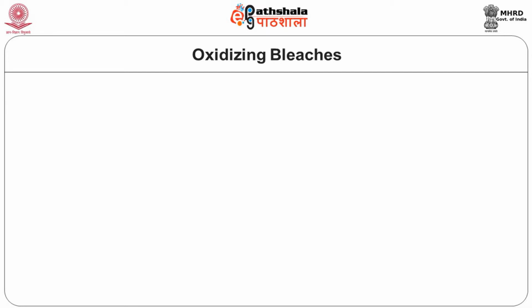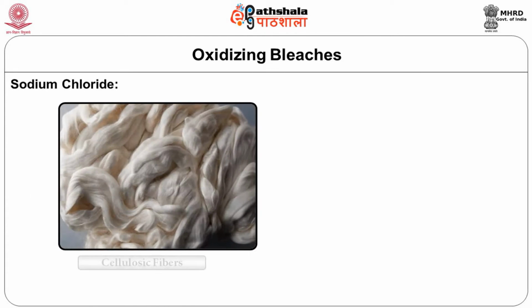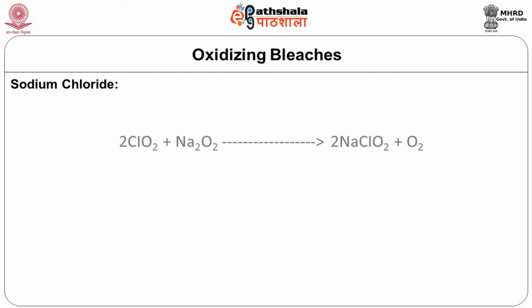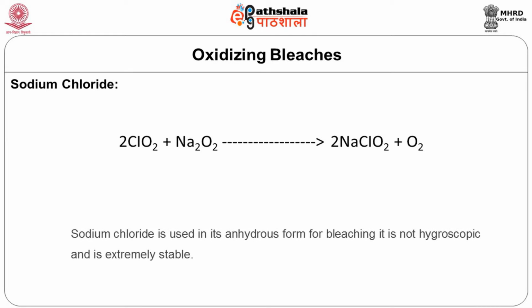Now we are going to discuss the other type of oxidizing agent, sodium chlorite. This is suitable for cellulosic and synthetic fiber. It is a crystalline powder obtained when chlorine dioxide reacts with sodium peroxide. Sodium chlorite is used in its anhydrous form for bleaching. It is not hygroscopic and it is extremely stable.